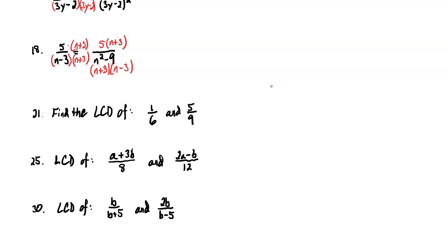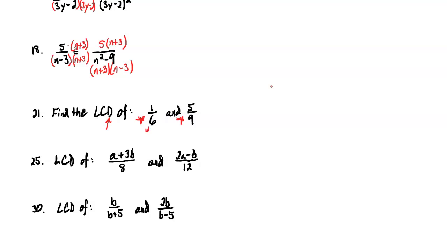So first of all, we're interested in the denominators, not the numerators. All of our attention needs to go to the 6 and the 9. We don't care about the 1 and the 5. Now, if one number is 6 and the other number is 9, we're looking for the least common multiple of 6 and 9. Well, what are the multiples of 6?